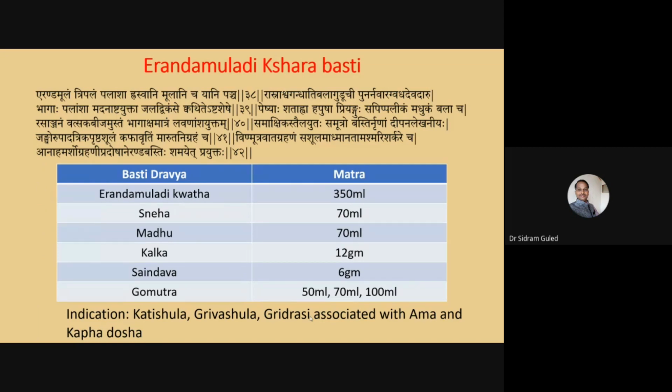We use these in our clinical practice. Coming to the Erandamuladi Kshara Basti, most of the Vaidyas will use this yoga, which is very effective. We extensively use it in Amavata and like conditions and even in Gridhrasi and Kati Shula. Conventionally we use this yoga, indicated in Kati Shula, Griva Shula, Gridhrasi associated with Vata and Kapha. In Kevala Vata conditions, we don't use Erandamuladi Kshara Basti. Whenever it is associated with Ama, Kapha and stiffness, we will use this Kshara Basti.